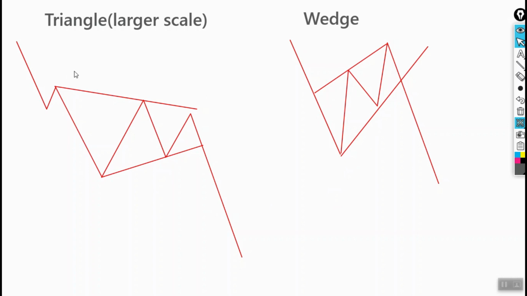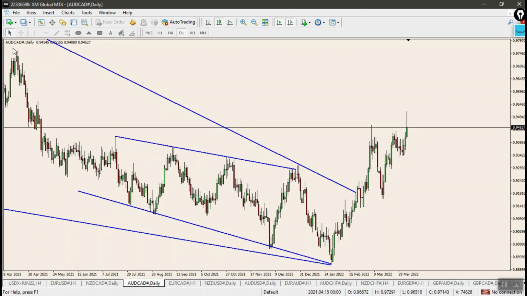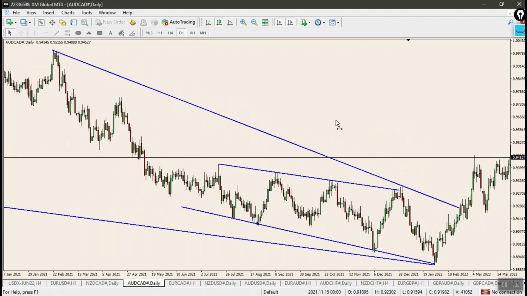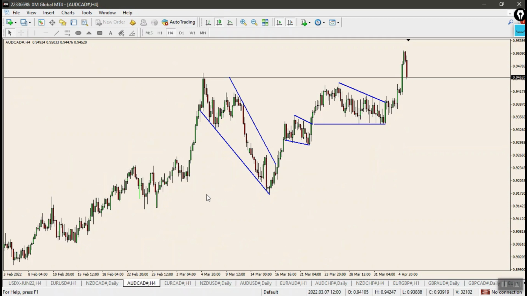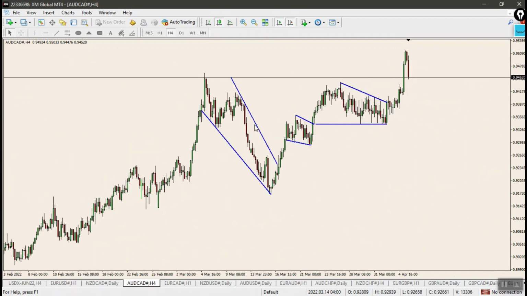As for the triangles, in this case we're only going to focus on the symmetrical triangles, not the expanding ones. So let's get straight into the chart patterns. We're going to start with the Aussie CAD on the daily chart. As you can see, we come from a larger structure and we broke out. On the 4 hour it's much clearer. We come from this falling wedge, and right here we have a symmetrical triangle.